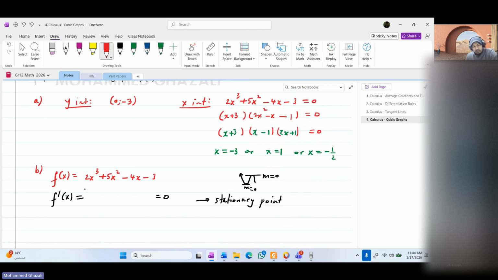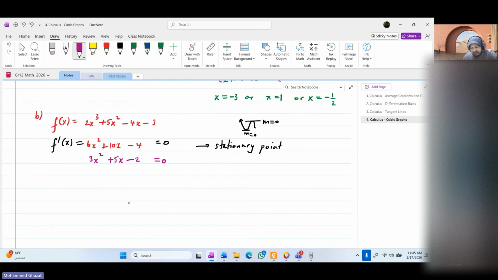So 2x cubed plus 5x squared minus 4x minus 3. So 3 times 2 is 6. We have 6x squared. Take away 1 from the power, okay? Power times the number is plus 10. Take away 1 from the power, 10x. Minus 4x minus 3 is a linear function. The slope is just negative 4. Or the gradient is negative 4. Now, if you simplify this entire thing, you will get 3x squared plus 5x minus 2 is equal to 0, writing it in standard form.